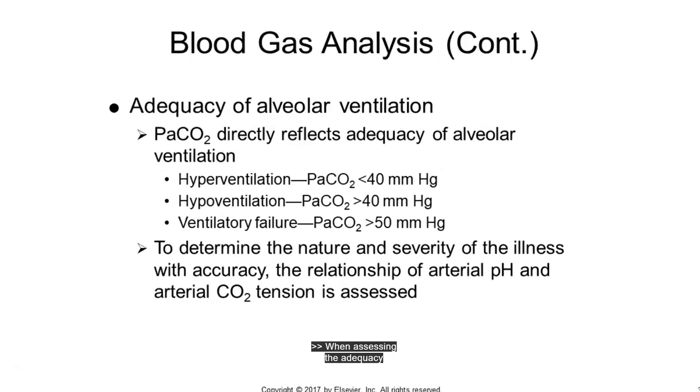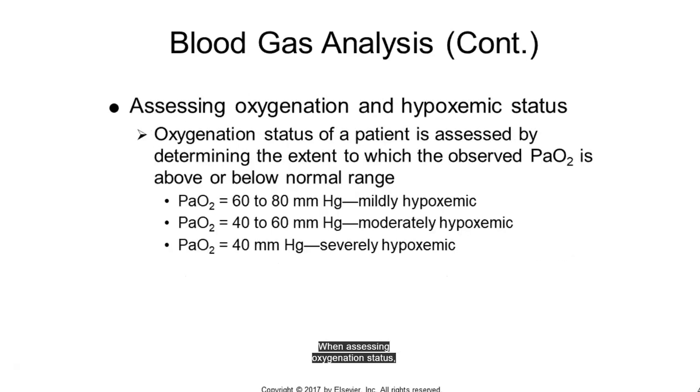When assessing the adequacy of alveolar ventilation, we determine a patient is hyperventilating when PaCO2 is less than 40 millimeters of mercury, hypoventilating when PaCO2 is greater than 40 millimeters of mercury, and in ventilatory failure when PaCO2 is above 50 millimeters of mercury. When assessing oxygenation status, we identify a patient as mildly hypoxemic when PaO2 is in the range of 60 to 80 millimeters of mercury, moderately hypoxemic when PaO2 is between 40 to 60 millimeters of mercury, and severely hypoxemic when PaO2 is less than 40 millimeters of mercury.